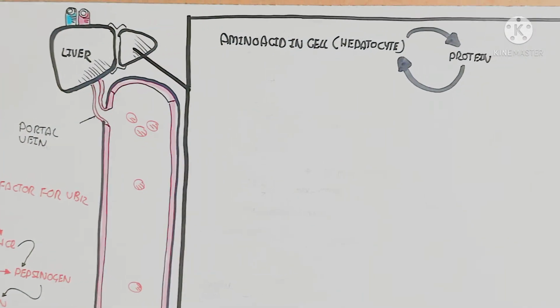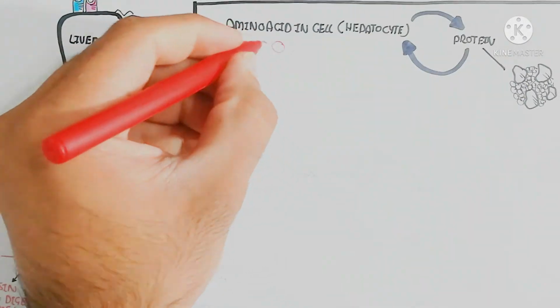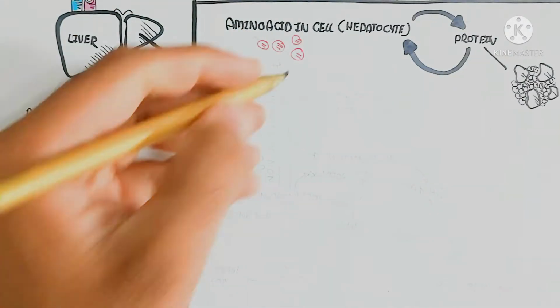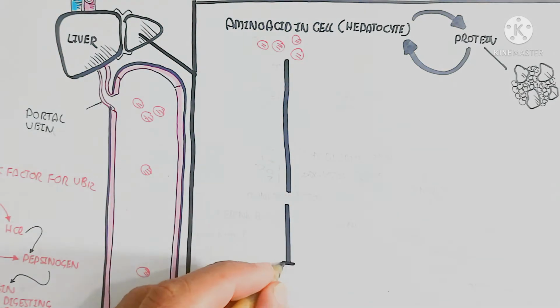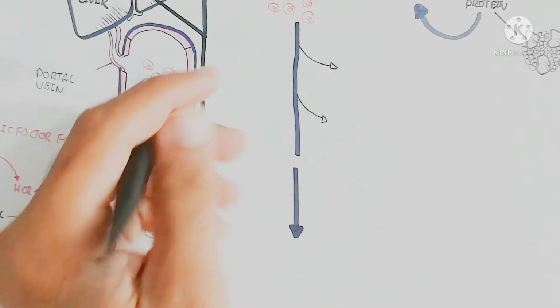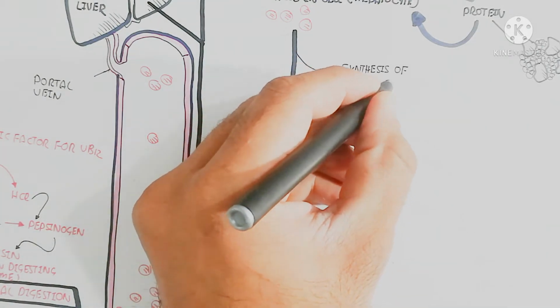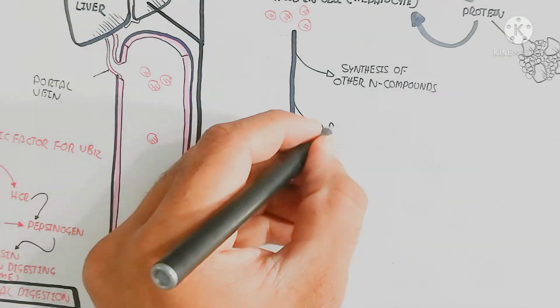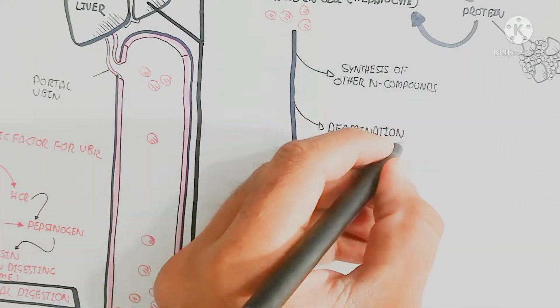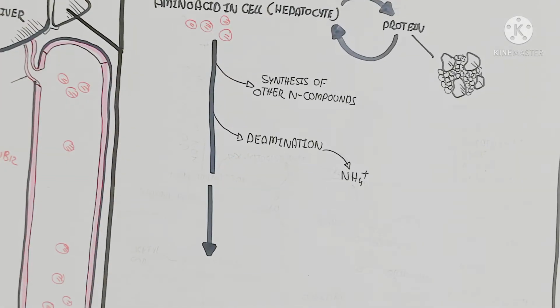Here is the amino acid in the hepatocyte, which we will discuss, which is converted into protein in the form of high density lipoprotein, and it is the transporter into the different organs. On the other hand, the synthesis of other nitrogen containing compounds will occur. We will discuss this nitrogen containing compound also, and here the deamination will occur if the amino acid is in excess.